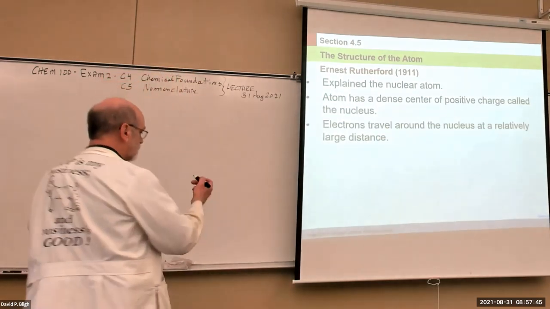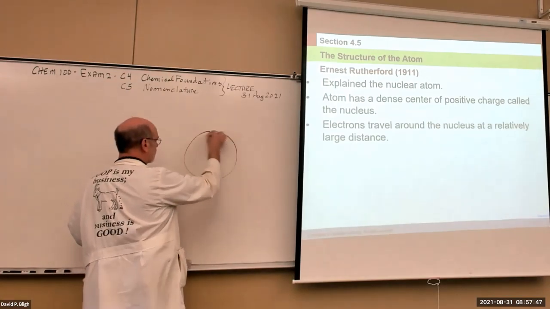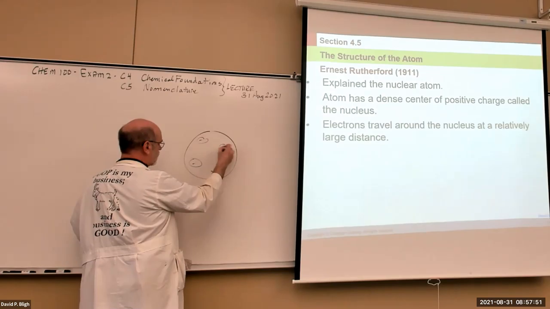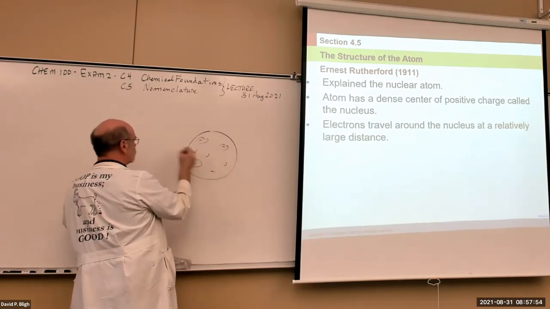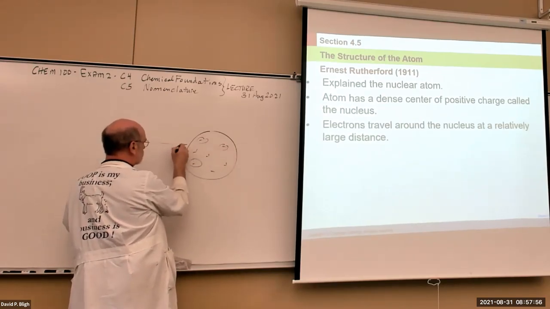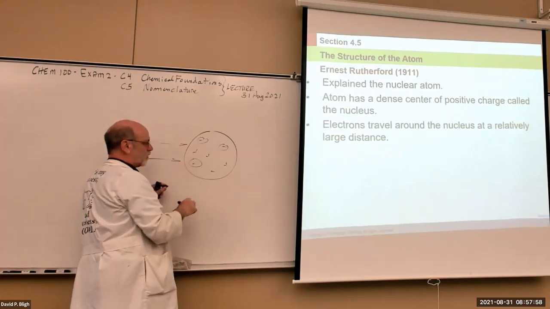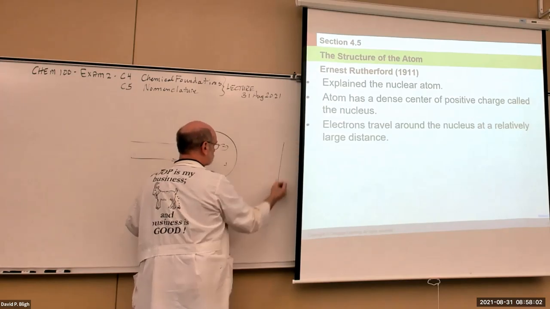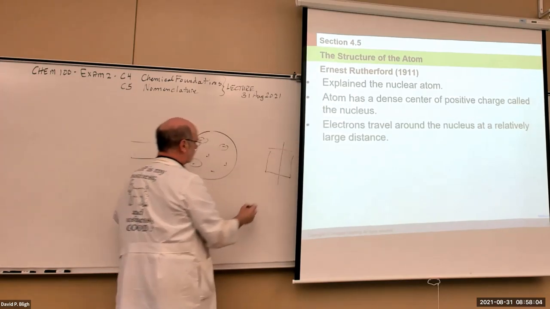With the plum pudding model, with negatives here, here, and here, and here, and then positives scattered throughout, if he fired some massive particle, it might slow down a little bit, but they would end up over here in that space right there.